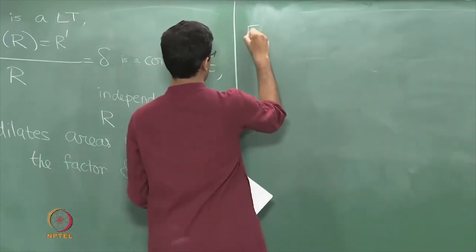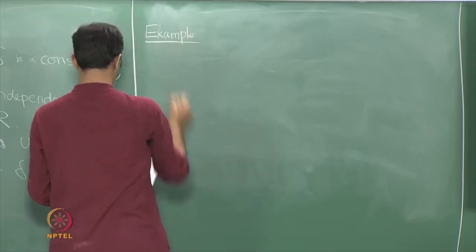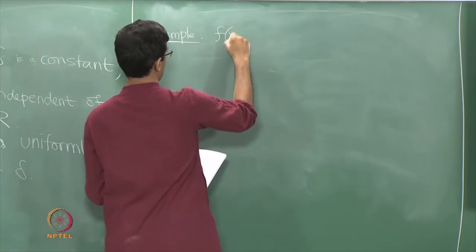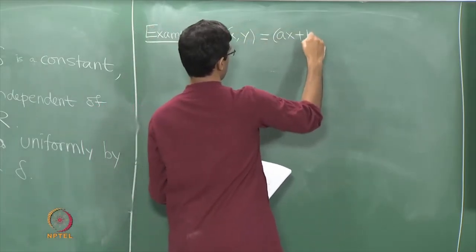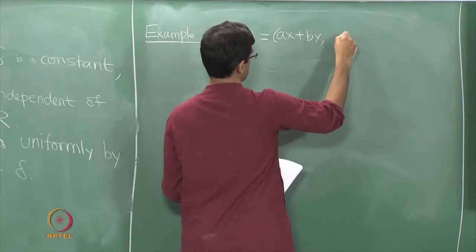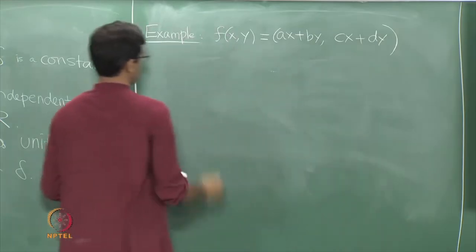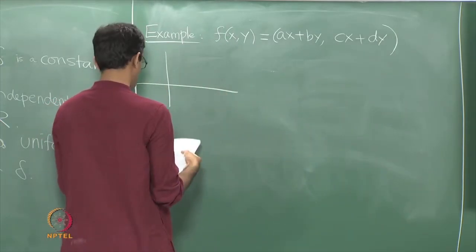Let us take f to be, well, I guess I am just taking the most general example, f of x y. I said it is a linear transformation. So, it is something which looks like this, right? a x plus b y, c x plus d y. And let us see what this area dilation factor delta could be.